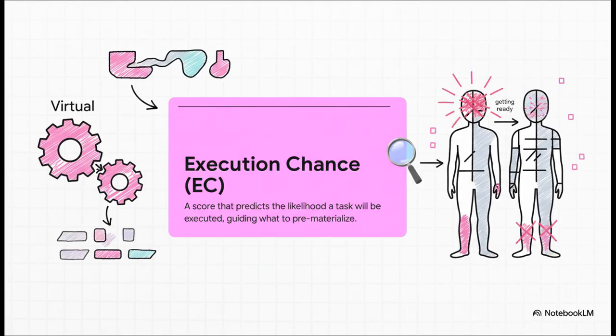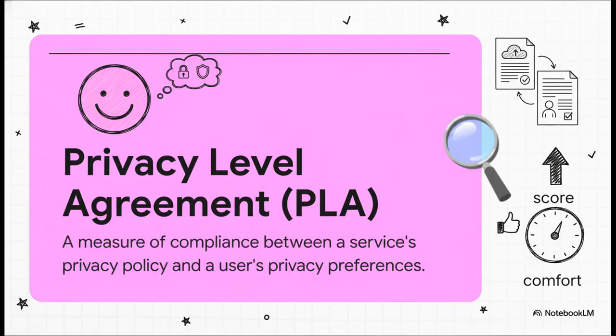And this whole prediction thing gets boiled down to one single number, the execution chance, or EC. So for every possible thing you might do next, the system calculates a score. If the score is high, it's basically shouting, hey, get this part of the twin ready right now. If the score is low, it says, nah, don't waste the energy on this one. But how in the world does it calculate that score? Well, one of the key ingredients is something called a privacy level agreement, or PLA.